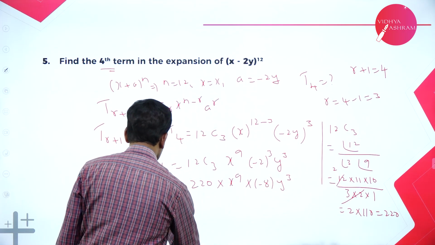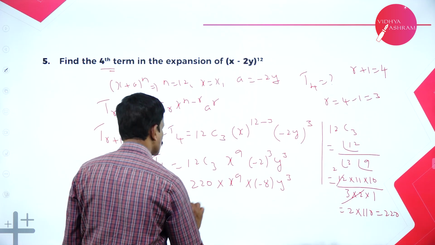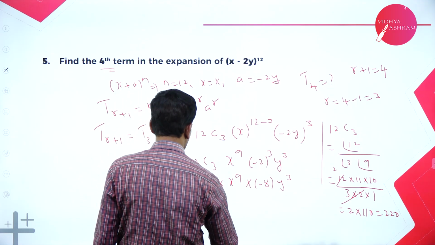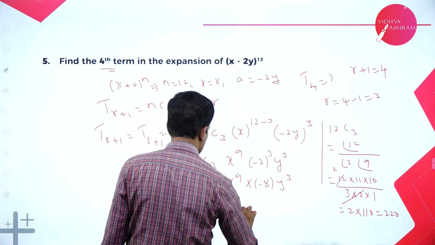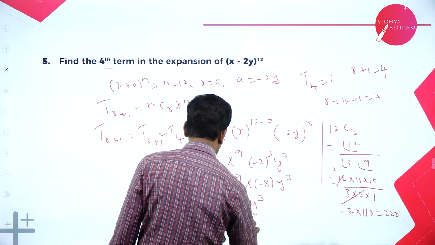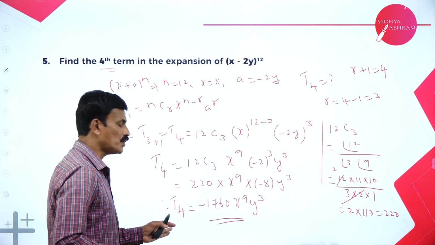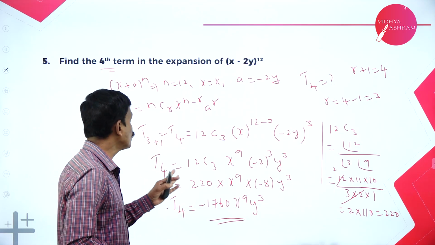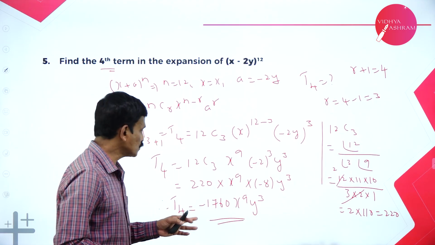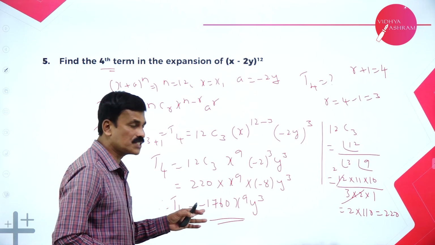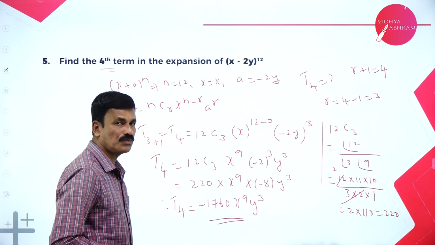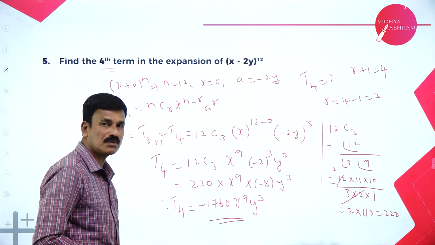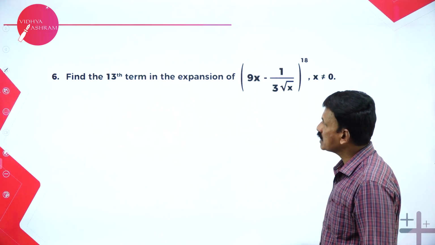So therefore the fourth term T4 is equal to 220 into minus 8, which is minus 1760 x to the power of 9 into y cube. That's it. So the fourth term in the expansion of (x minus 2y) to the power of 12 is minus 1760 x to the power of 9 into y cube. This is how we are going to solve this problem. Okay. Now move on to your next problem.